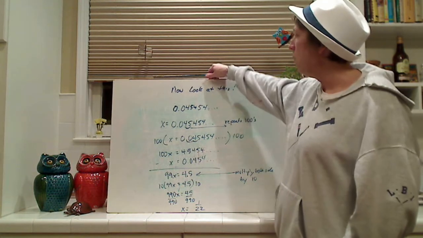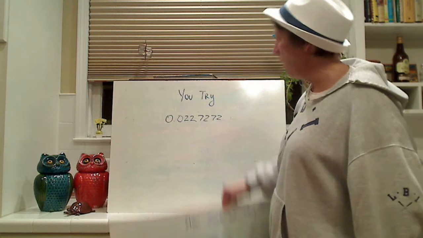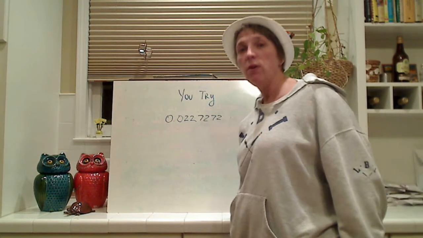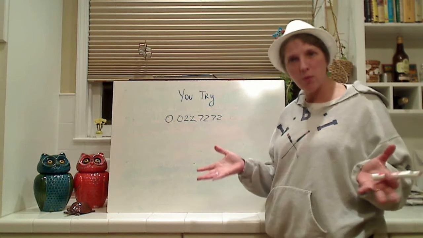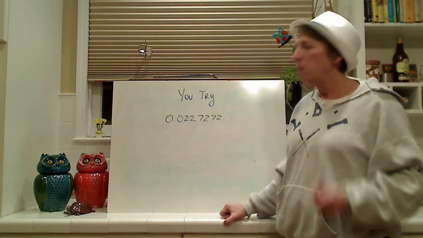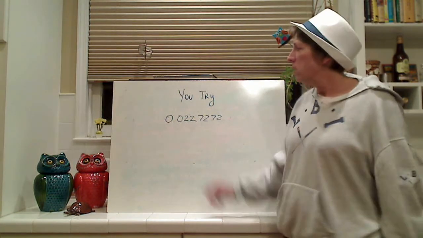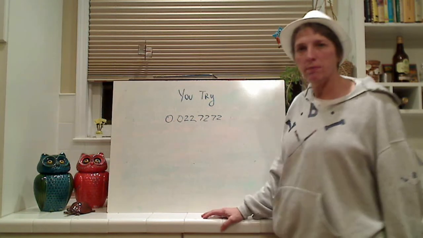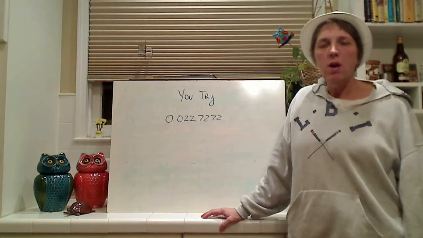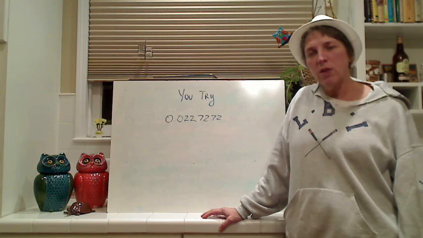All right, now I want you to pause the video, and I want you to try this one. If you figured out a shortcut, that's fine. What I've done, I just like to work with smaller numbers. You know that. But that doesn't mean you have to. So here we go. You try 0.0227272. Pause the video. When you're done, turn back.